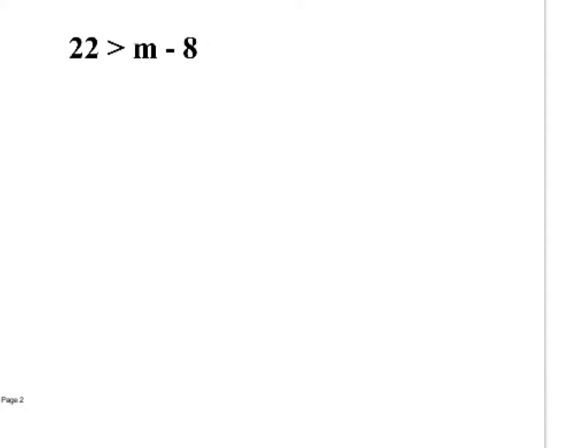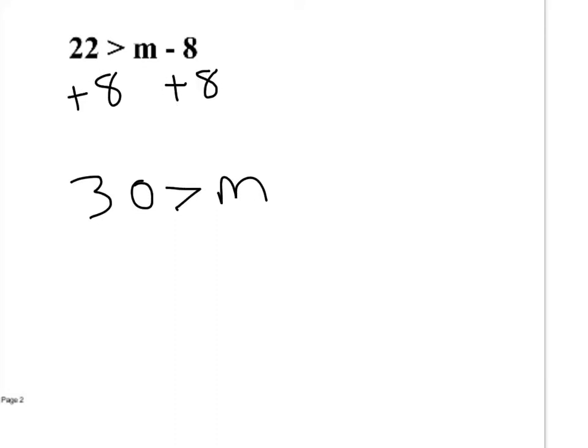Write this down. 22 is greater than m minus 8. So what we do is we add 8 to both sides. We find that 30 is greater than m. So what I need to do is pick a number less than 30 and see if this comes true. Let's go with an easy number. Let's go with 20. What's 20 minus 8? Is 22 greater than 12? Yes.